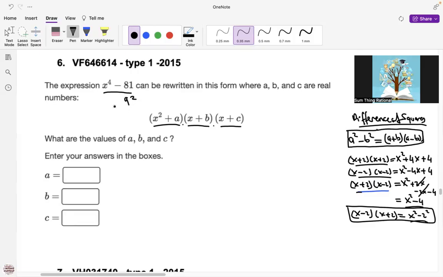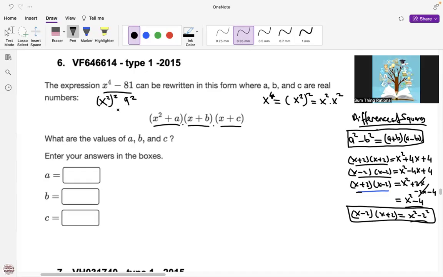9 times 9. What about x to the power 4? X to the power 4 is the square of something. Which expression squared? Which expression multiplied by itself gives x to the power 4? Since x to the power 4 has an even exponent, we can consider half of it, which is x squared, because x squared times x squared is x to the power 4, okay? So x to the power 4 is x squared, squared.